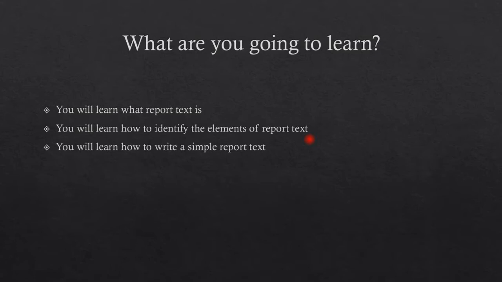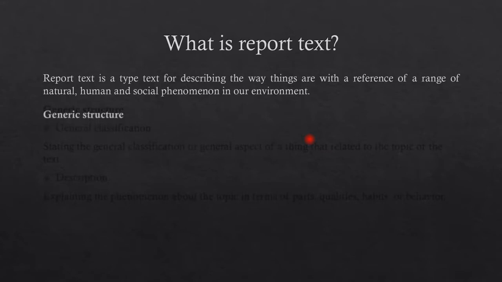Okay, so let's go first to the definition of the report text. So firstly, what is report text? Report text is a type of text for describing the way things are, with a reference to a range of natural, human, and social phenomena in our environments. So it's the way you describe things, but in general.